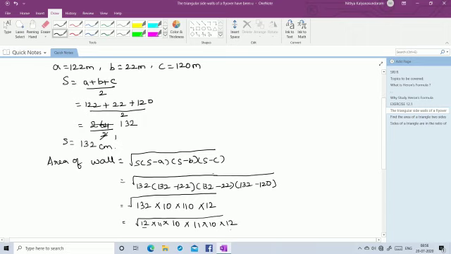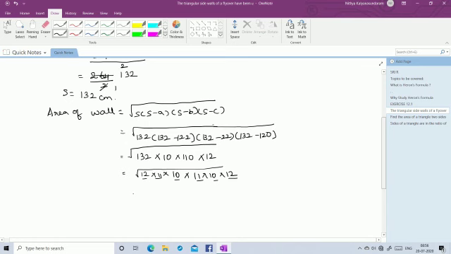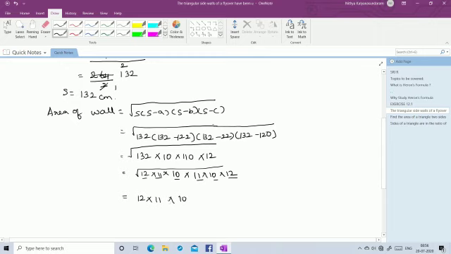Then check whether we have two numbers: 12, then 11, we have 2 times. So 10 also we can take 2 times. So we can take the square root of these numbers. So 12 into 11 into 10. So 12 into 11 into 10 is 1320 meter square.